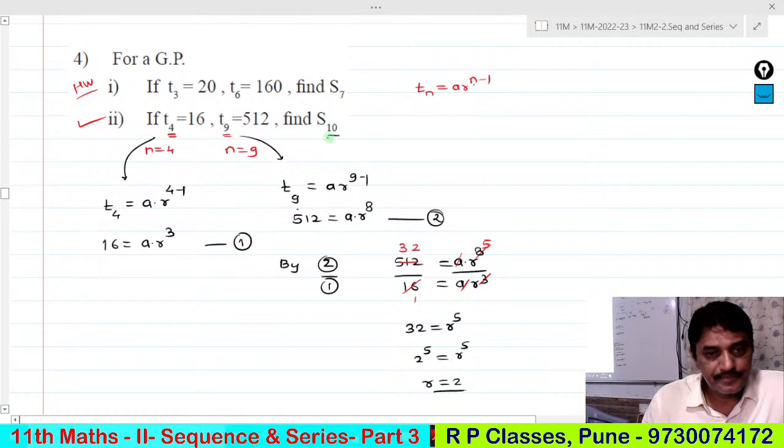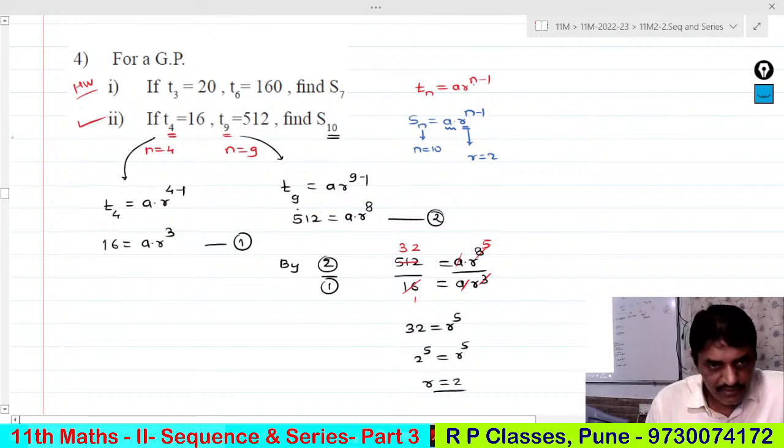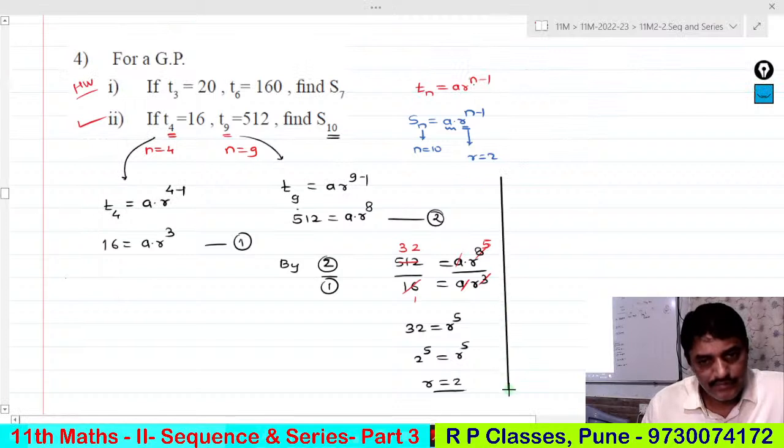मुझे S10 चाहिए, मतलब मुझे Sn का फॉर्मूला अगर यूज करना है तो उसके लिए a r raised to n minus 1. तो n तो मुझे पता है, यहाँ पे n is equal to 10. r भी मुझे पता चल गया है, r is equal to 2. लेकिन क्या पता नहीं है? a. So you substitute this value of r in any of the simpler equations. तो मैं बोलूँगा substitute. क्या बोलेंगे आप लोग? Substitute r is equal to 2 in equation 1.